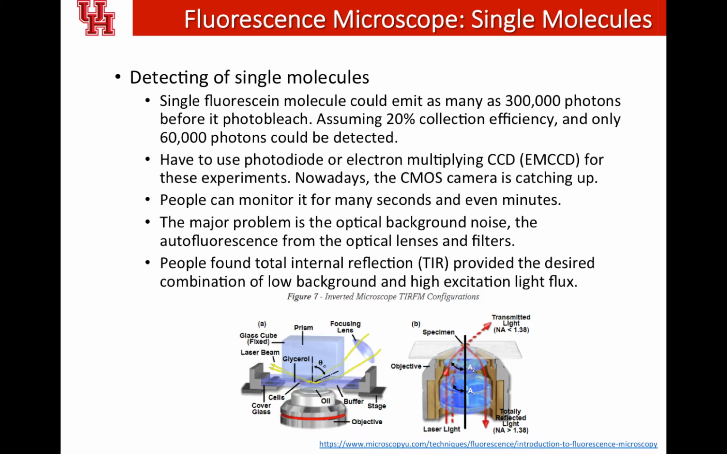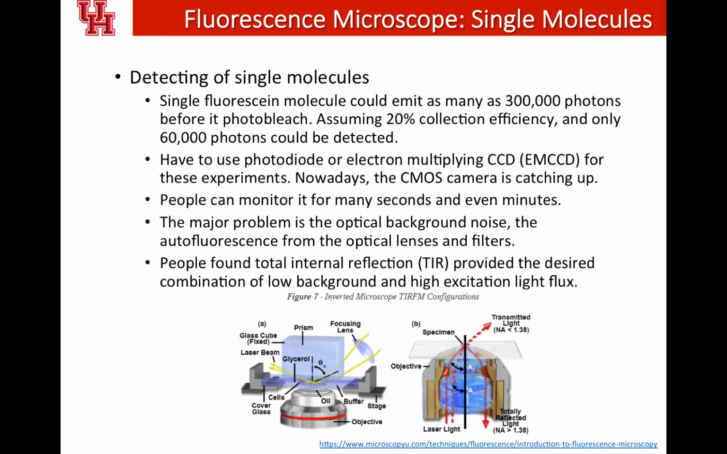Nowadays those detectors have really high efficiency, so that's not a huge problem. People have developed the EMCCD, right? You can use a PMT to detect it, or the avalanche photodiode to detect this small signal. Or you can also use the so-called electron multiplying CCD, the EMCCD, for those experiments. Nowadays the CMOS camera is catching up, with pretty similar performance compared with EMCCD. So people can monitor a single molecule for many seconds or even minutes before photobleaching.